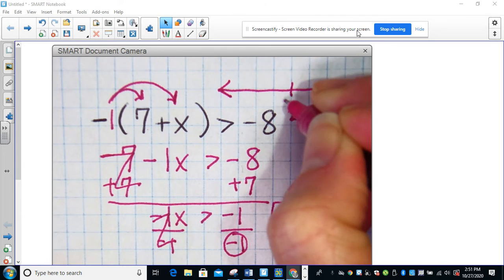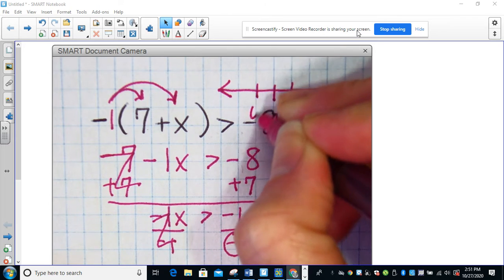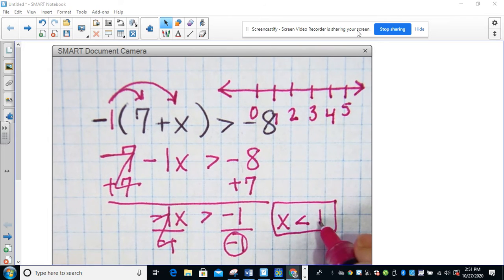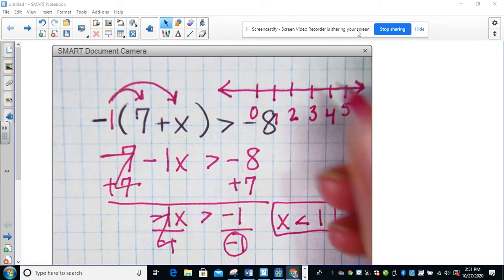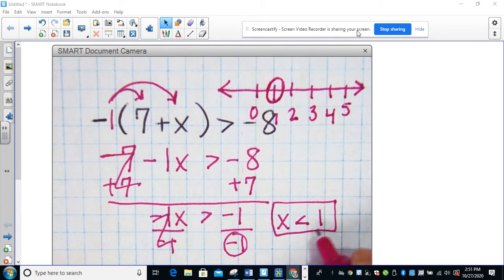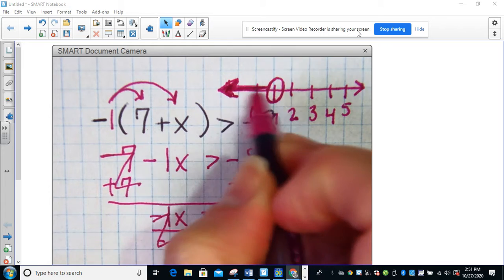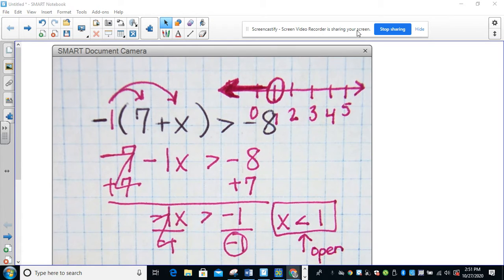If this was 0, 1, 2, 3, 4, 5, we're going to put an open circle at 1 because it doesn't have an equal sign. So that means open circle. And then we're going to shade left for less than. Anything this direction. Again, here was your special circumstance. When you divide by a negative, that flips to a less than. Instead of greater than, it's less than.